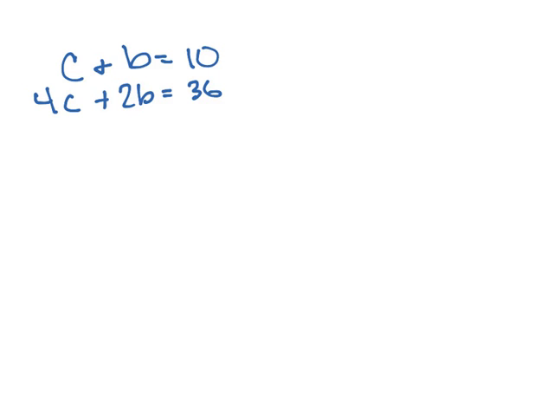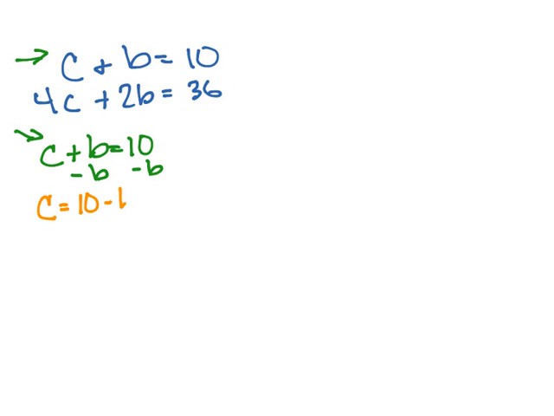For this problem, I'm going to use substitution. This is simply because I can look at this equation and see that I can solve it very easily for either C or B. So let's do that. C plus B equals 10, and I've decided that I want to solve it for the variable C. So I'll subtract B from both sides, and I get a new equation that says C is equal to 10 minus B.